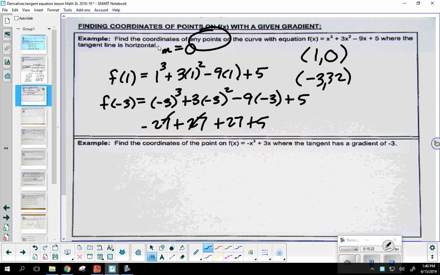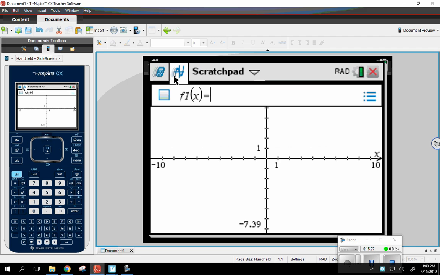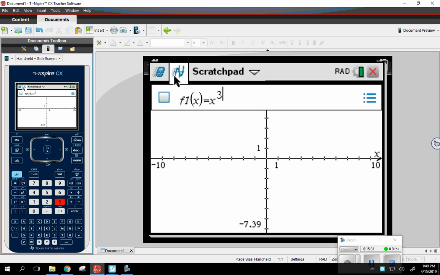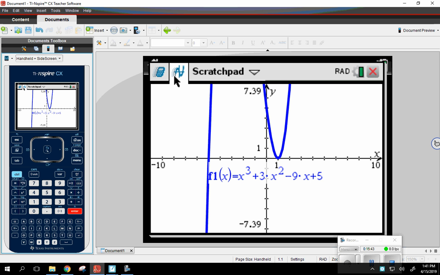No? Okay. Well, let me go ahead and graph this for you very quickly. X cubed plus 3x squared minus 9x plus 5. Okay. Now remember, what were the two values of x that we got? Okay, 1 and -3, right? So the other maximum is going to look up here.